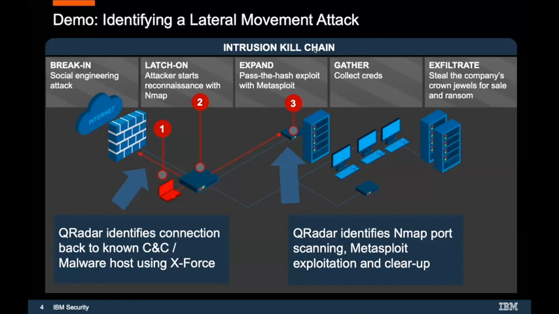This is what we're going to see in the demo. We start with a foothold and see that this event is automatically identified by QRadar using IBM's X-Force service. Next, we're going to see how QRadar detects the Nmap port scanning of the victim's machine and then detects the pass-the-hash PowerShell exploit. Then finally, QRadar picks up the log file clearance as the attacker attempts to cover his or her tracks.